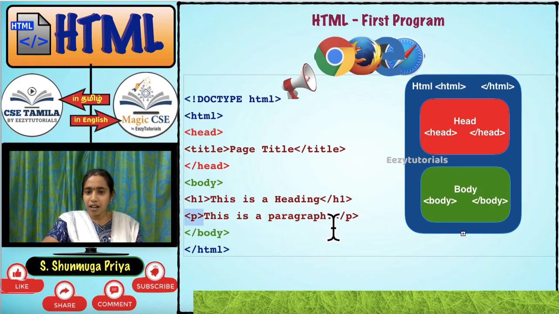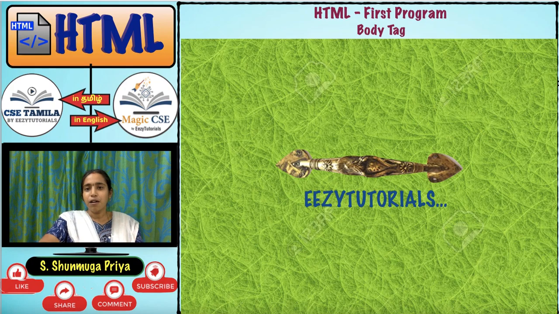So P and /P means paragraph. H1 and /H1 is the heading tag. Inside this body content, I am having only 2 lines. This is the heading, this is the paragraph. So this is my first HTML program.